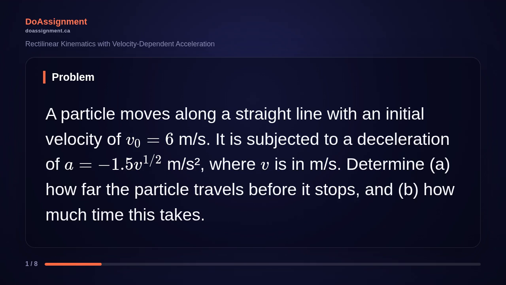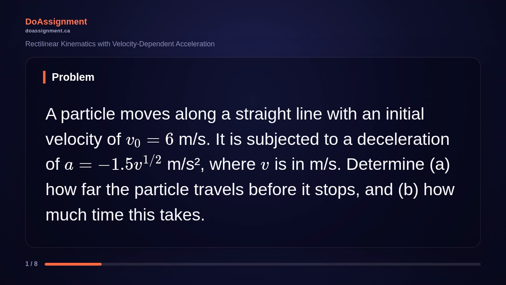A particle moves along a straight line with an initial velocity of 6 meters per second. It is subjected to a deceleration equal to negative 1.5 times the square root of v in meters per second squared, where v is in meters per second. Determine, Part A, how far the particle travels before it stops, and Part B, how much time this takes.